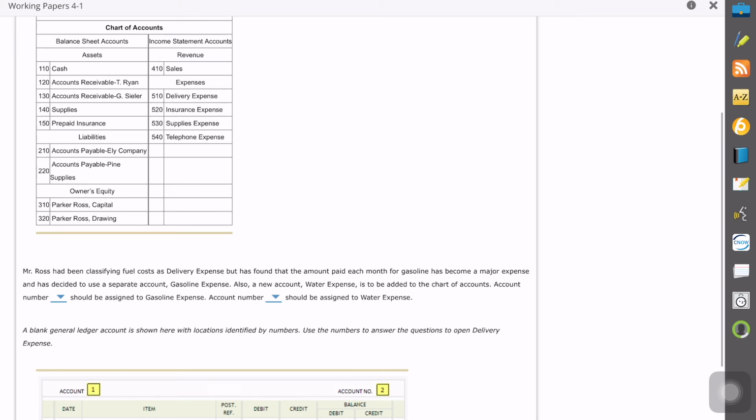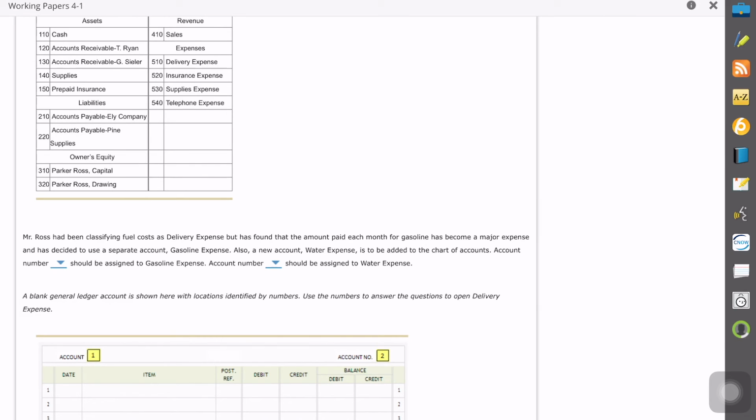And then on our next step it says Mr. Ross had been classifying fuel costs as delivery expenses, now found that the amount paid each month for gasoline has become a major expense and has decided to use a separate account called gasoline expense. Also, a new account, water expenses, to be added to the chart of accounts. Account number what should be for gasoline expense? Alphabetically, where are you going to put gasoline expense? It would fit between your delivery and your insurance, so it would have to be 515. Account number what should be assigned to your water expense? Since that is going to go to the end alphabetically, that one has to be 550.